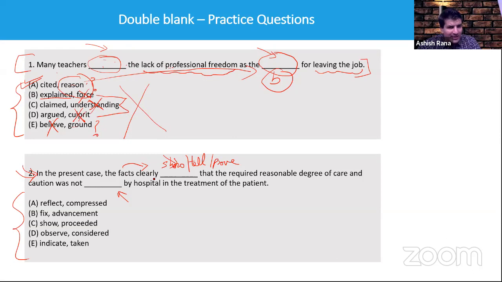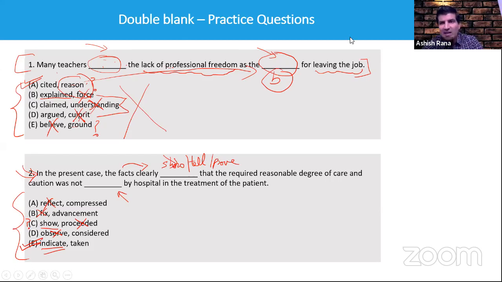In the present case, the facts clearly reflect. Facts don't reflect. Facts can show, facts can fix? Obviously no, right? Show, yes, this could be an option. Show, but caution was not proceeded by the hospital. This is a wrong option. So even though show goes here, this proceeded is very wrong. Option B. Then the facts clearly observe. Can facts observe? No. The facts indicate, yes, this could be correct. And here caution was not taken or exercised. I think the best option would be E.